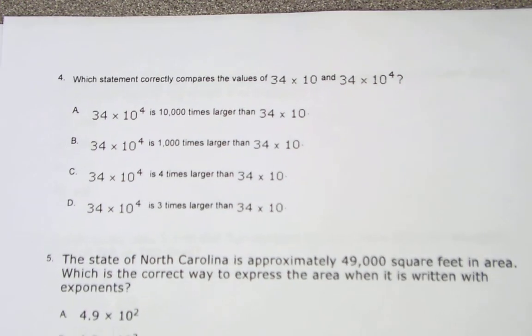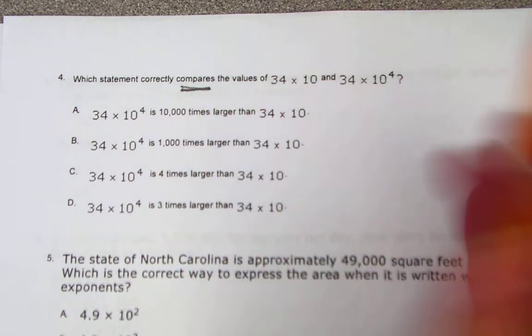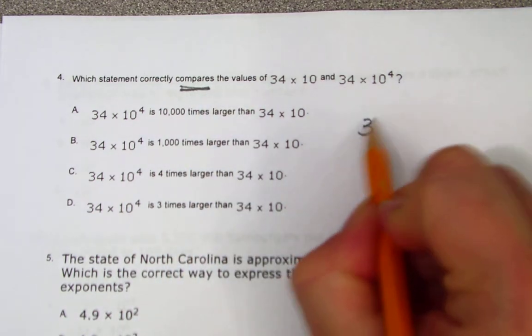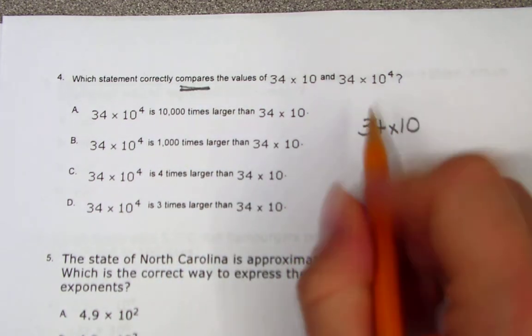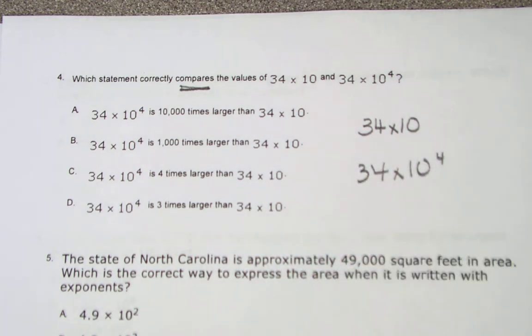Hey guys, here's part 3. Which statement correctly compares the values of 34 times 10 and 34 times 10 to the fourth? Once again, it's comparing, so I'm going to have to look at the difference between the two of them. So what I like to do is write it down. I'm a very visual learner. I need to see the difference in order for me to be able to do it.